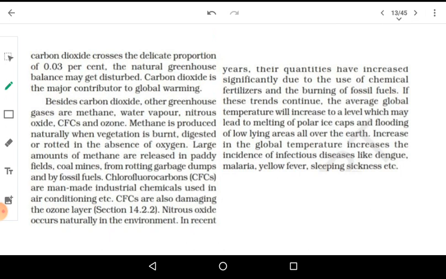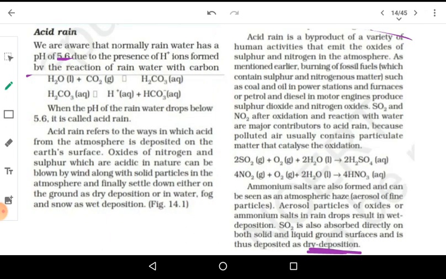Now, this global warming will also result in certain diseases, that is, it will help in the proliferation of certain disease causing microbes, and as a result it can result in diseases like dengue, malaria, yellow fever, sleeping sickness, and so on. Now, let us move forward. Let us talk about acid rain.